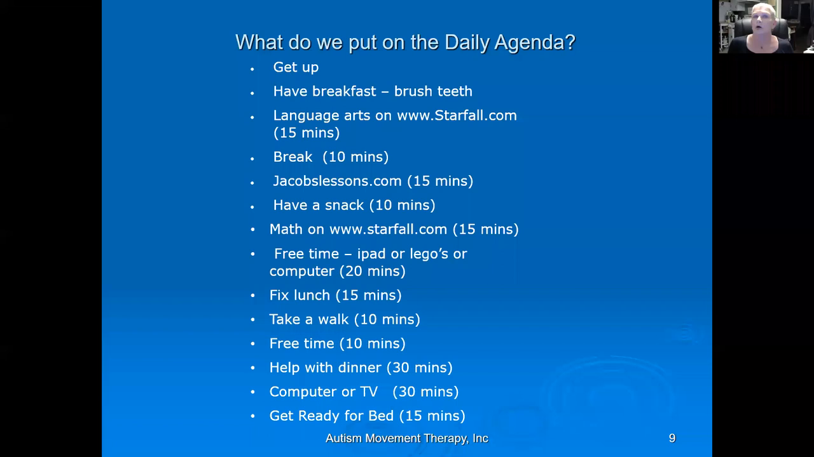So back to the math, starfall.com. Free time, iPad, use whatever your primary reinforcer is. You know, for the kids now, it's iPads and computers, but remember that the primary reinforcer really is food. So gummy bears, pieces of, maybe a little dish of ice cream. You want to make sure that you're using primary reinforcers when you give the free time, and add on a reinforcer with it. So again, an iPad, a Lego, puzzles, building, jigsaw puzzles.